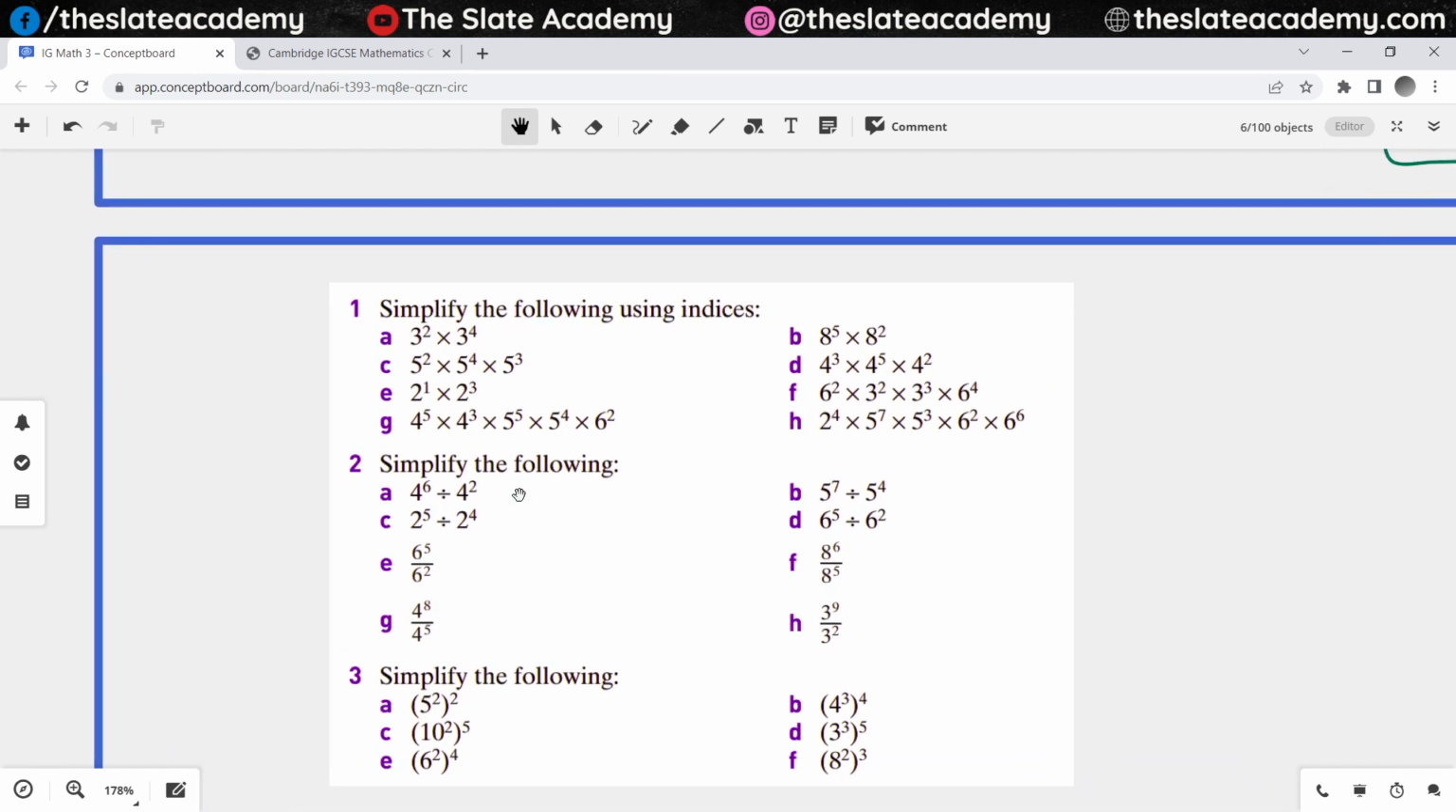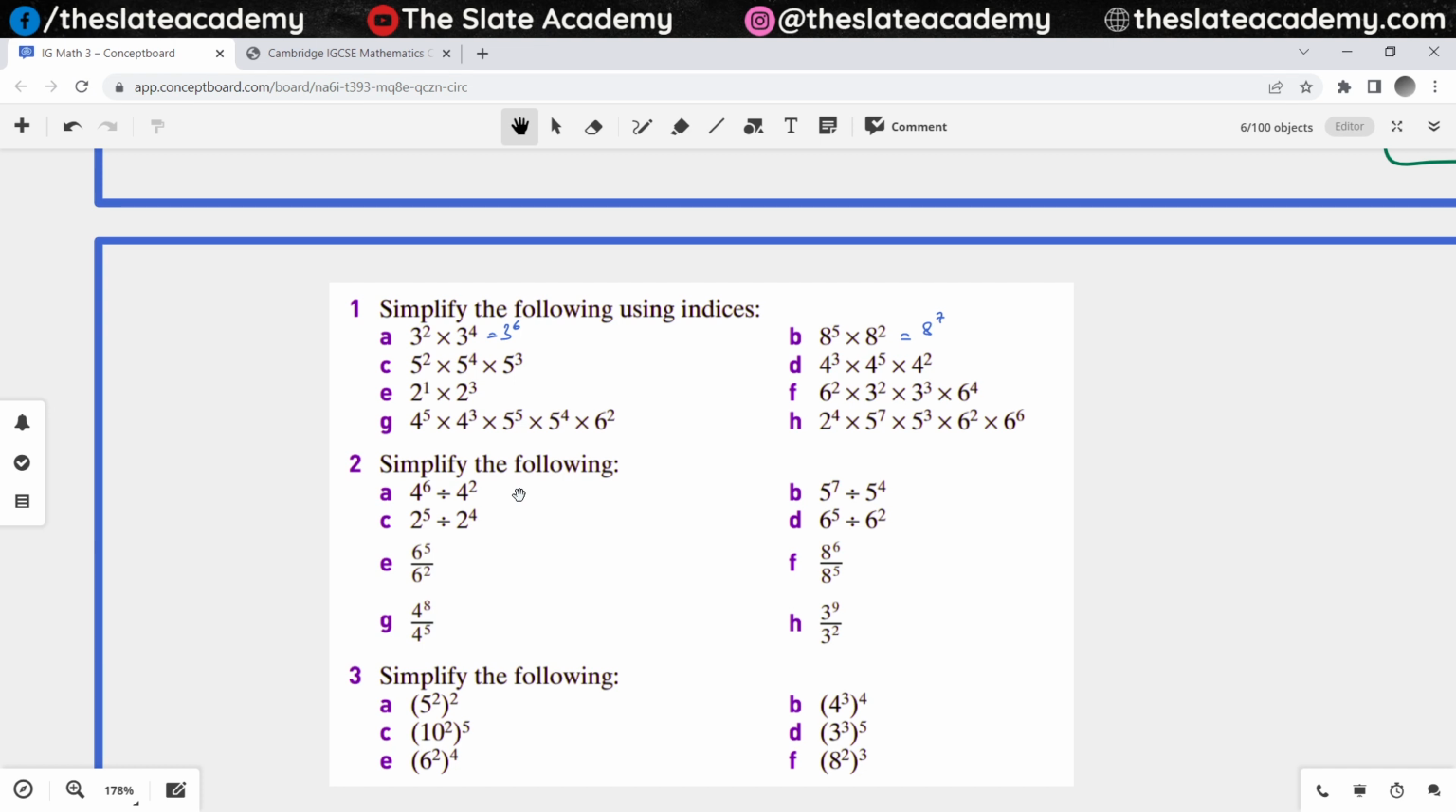So for the first one, the numbers which are multiplying, bases are same. So the numbers are multiplying, we would simply add their powers. So it would be 3 to the power 2 plus 4, which is 3 to the power 6. 8 to the power 5 times 8 to the power 2. Bases are same, powers would add, it would become 8 to the power 7.